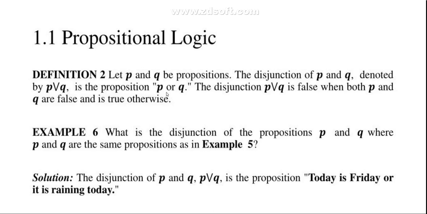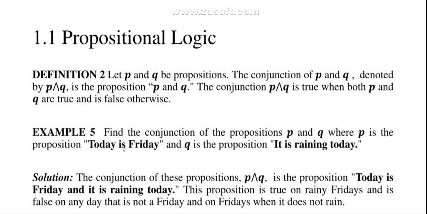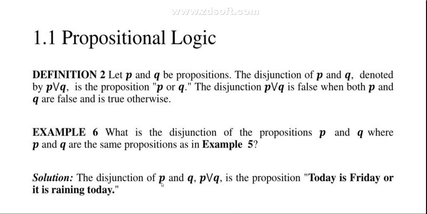Now you can see the example. What is the disjunction of the propositions P and Q, where P and Q are the same propositions as in example 5? In example 5, what was P? Today is Friday. And what was Q? It is raining today. Now you can make a disjunction. P disjunction Q is the proposition: today is Friday or it is raining today. When P and Q are both false, the disjunction will be false. Here, today is Friday or it is raining today, both are true. But when both are false, the statement will be false. We will see this later in a truth table, so we will understand it better.